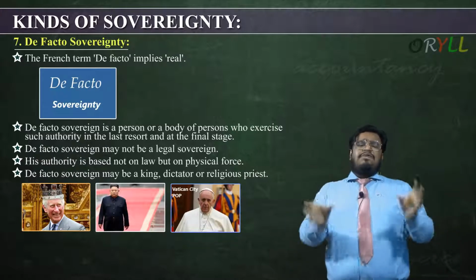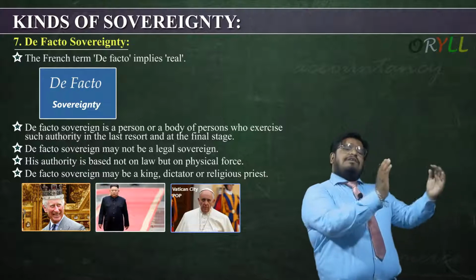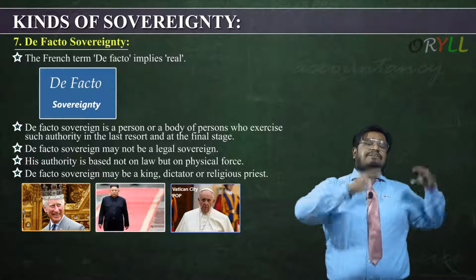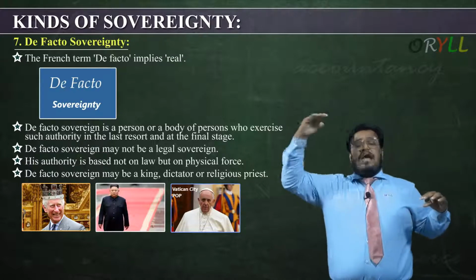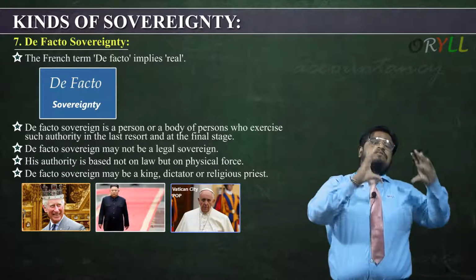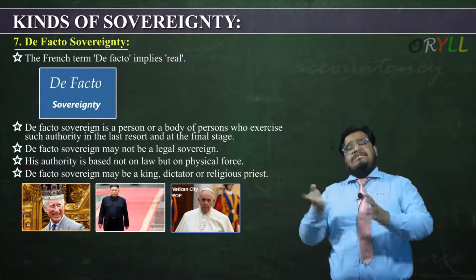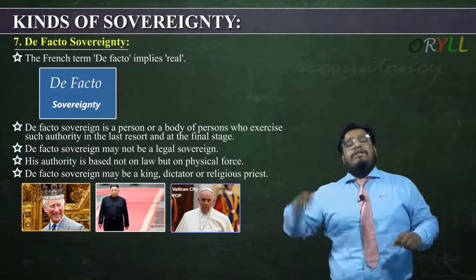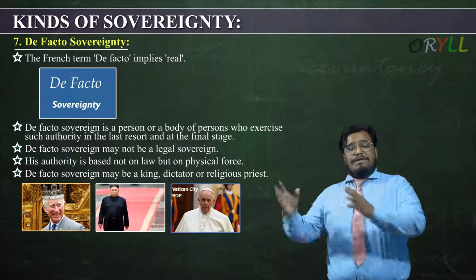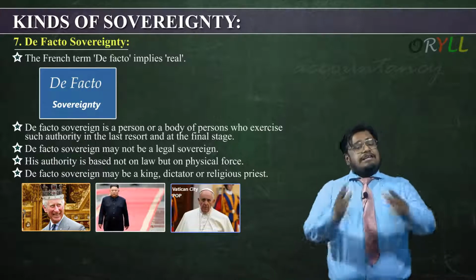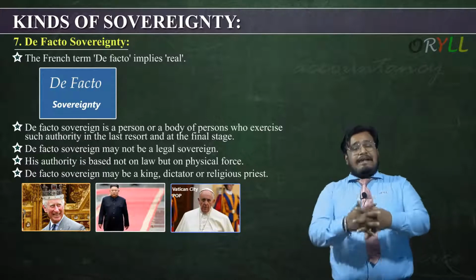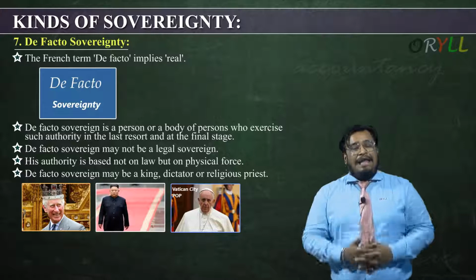So de jure and de facto mean only one thing. De jure means there is a right, a right to freedom, that is given by a legal position held at the higher level. That person is de jure, and de facto is he is not having a legal position, but he is the person who has the final power in the last stage. That person might be a king, dictator or religious priest. So this was about the different kinds of sovereignty that are there in a state or in an economy.